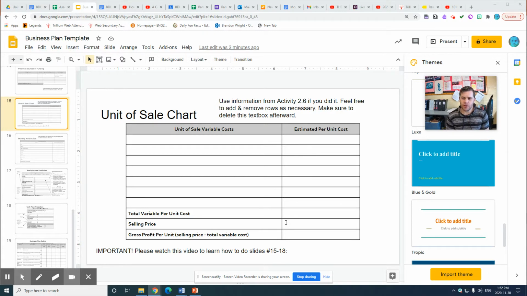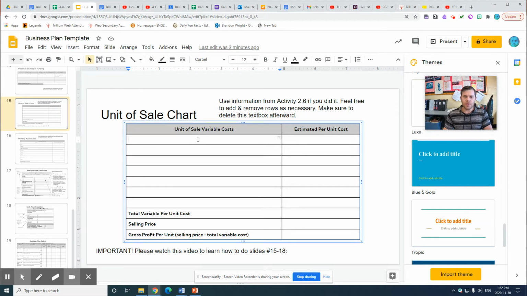The first one is called the unit of sale chart. Now, a unit of sale is just one of whatever you're selling. And for this example, I'm going to use my idea of snow shoveling as my business idea. So for your unit of sale, you want to list your variable costs, your materials and labor for your business idea. Now mine is 1 hour of snow shoveling or one driveway.